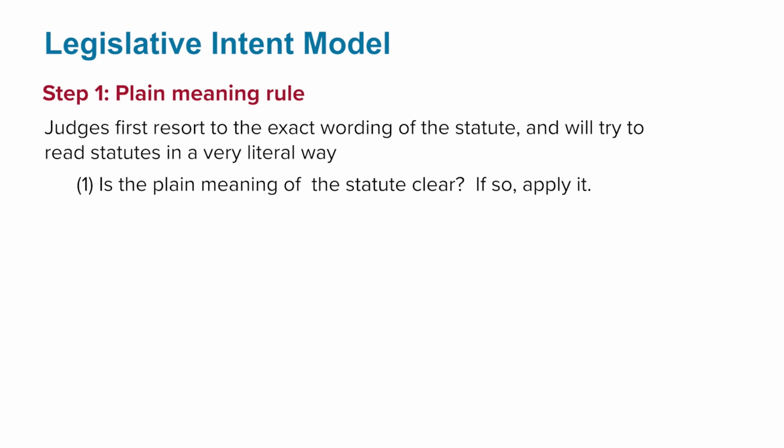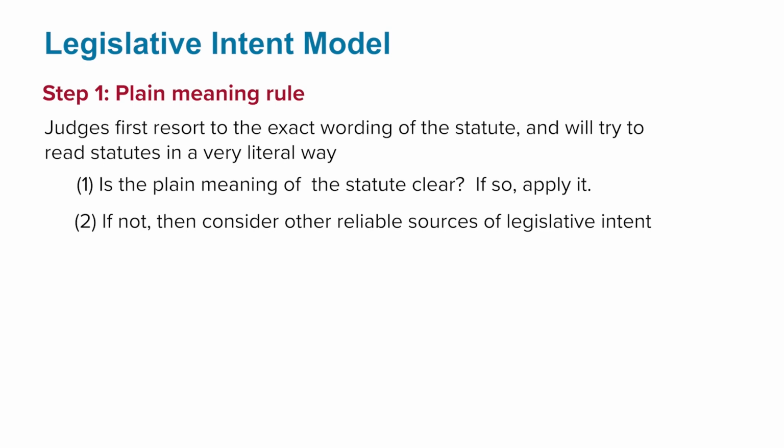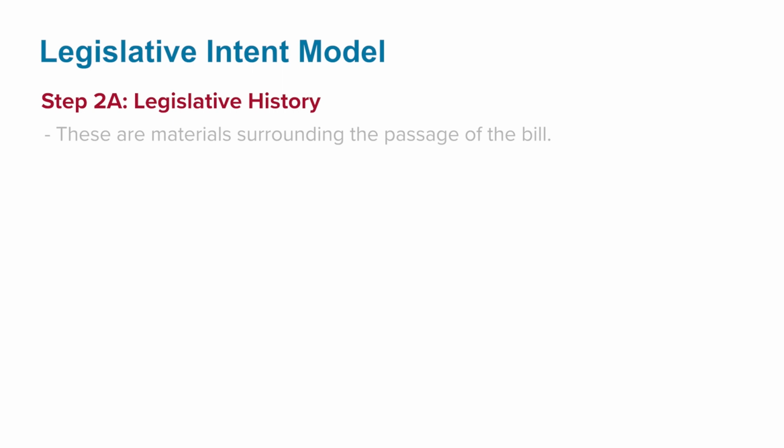However, when the plain meaning of a statute isn't clear, as is often the case, then courts move on to the second step of the interpretive process. Here, judges consult three different sources of statutory meaning, each of which can provide an important indication of legislative intent. The first source is something called legislative history. These are materials surrounding the passage of the bill.